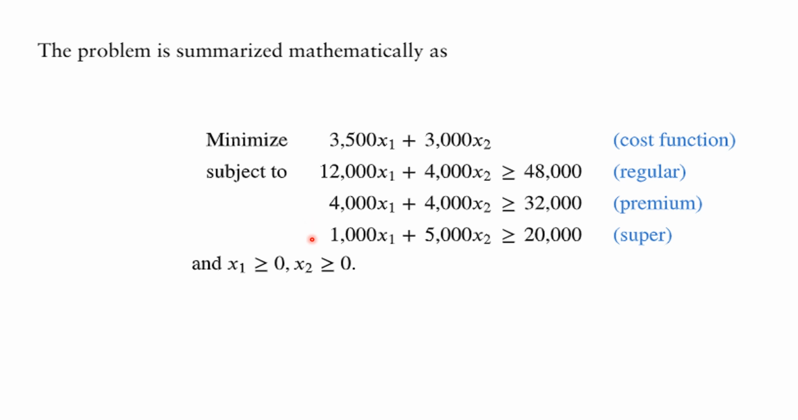4,000 X1 plus 4,000 X2 bigger than or equal to 32,000. That's the premium constraint. And 1,000 X1 plus 5,000 X2 bigger than or equal to 20,000, and we're letting X1 and X2 be bigger than or equal to 0. Notice that you could do some scaling if you were working to solve this and find the solution through a process that would fit better graphically.